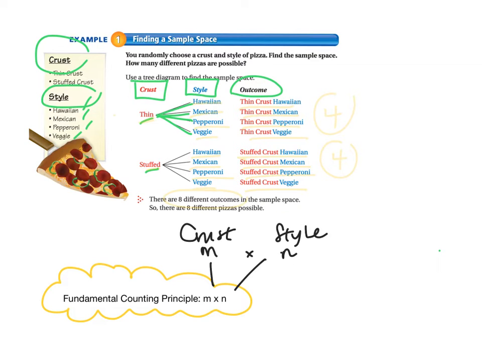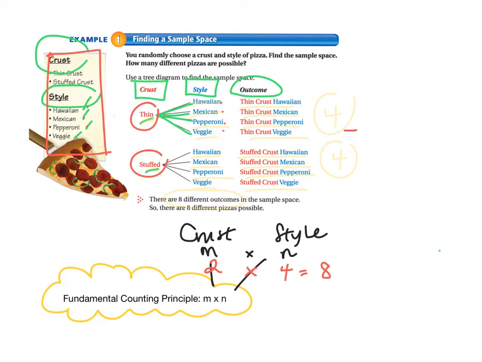So let's try it. Crust, how many possible choices are there? 1, 2. So this is a 2. Style, how many possible styles are there? Let's look over here. 1, 2, 3, 4. There's 4 possible styles. And again, you can look over here on the left-hand side at this menu if it's easier. 1, 2, 3, 4 types of styles. Multiply those together, and you get 8. There are 8 possible outcomes.